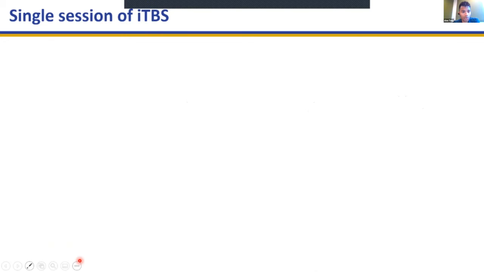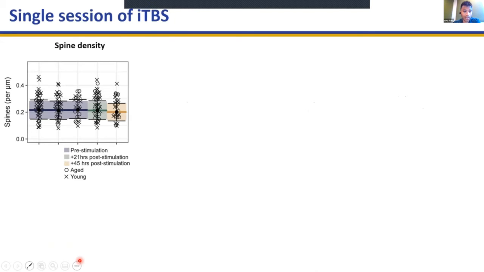So I'll go through the results. So looking at our single session of iTBS study in the young and aged mice. So we look at spine density here. Here we've plotted both ages on the same plot. We've done a Bayesian analysis to look at evidence for changes. So in blue here, this is our pre-stimulation time point. The thick line represents the mean of that time. And then we have our plus 21 hours and our plus 45 hours post-stimulation.